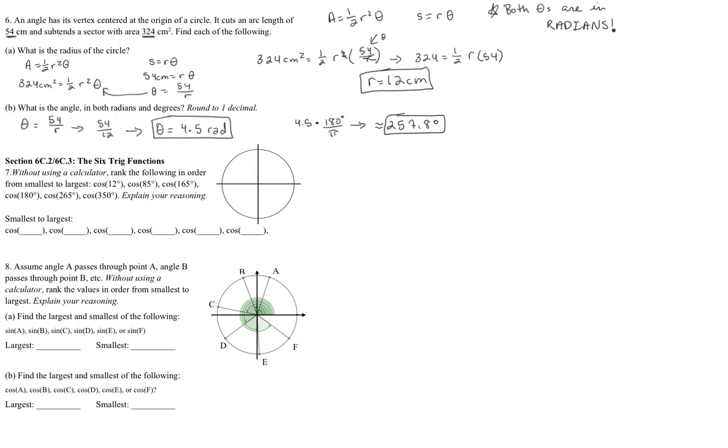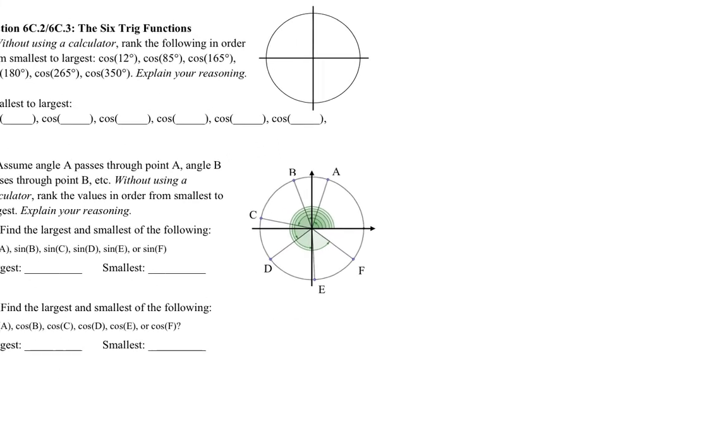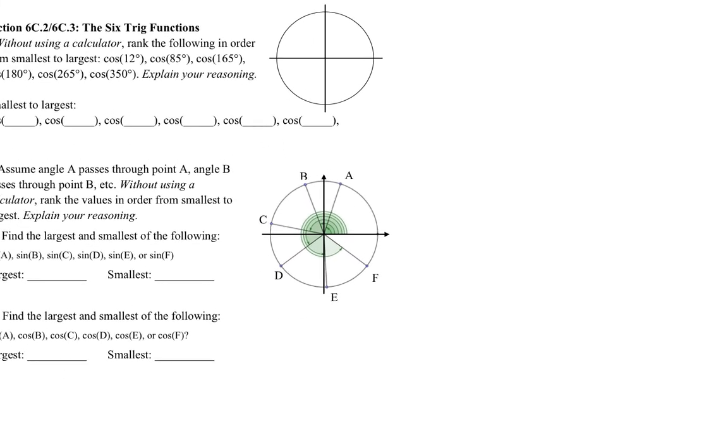Okay, now we'll go ahead and move on to our section 6C.2 and 6C.3, the 6 trig functions. So we learned cosine, sine, tangent, and then the inverses of those, correct? So cotangent, cosecant, and secant. In this one, we're talking only cosine. So if we remember, cosine has to do with the horizontal or x-axis, essentially.